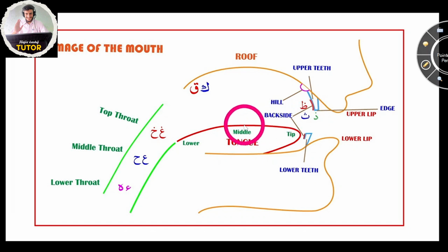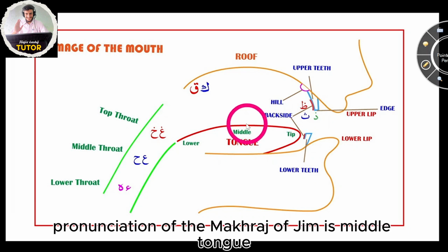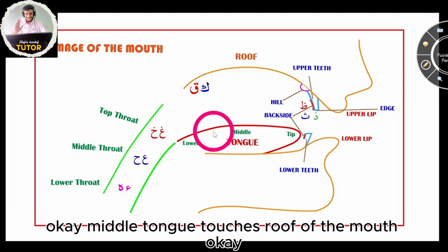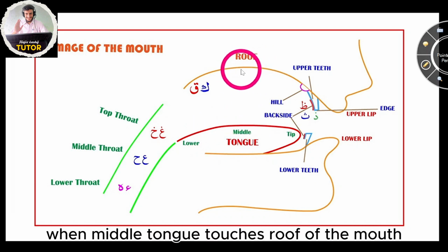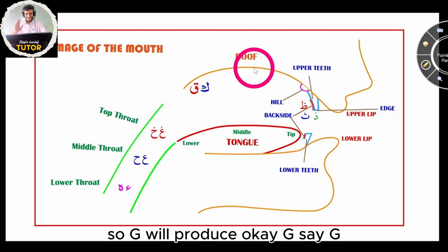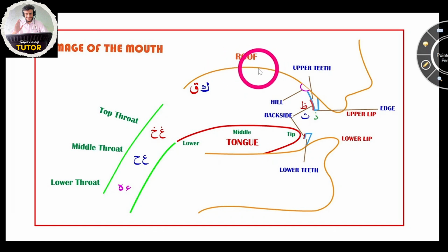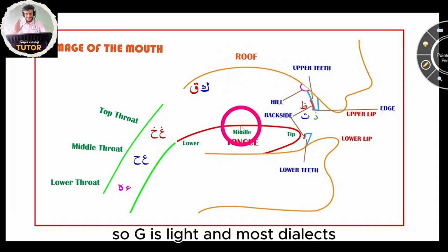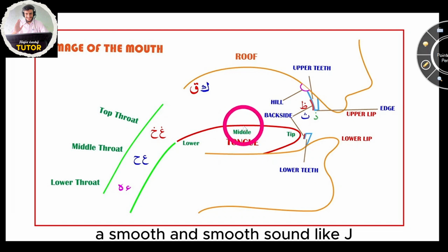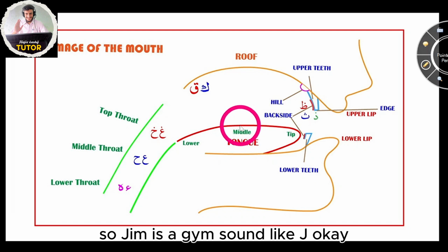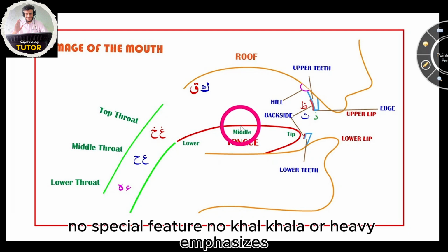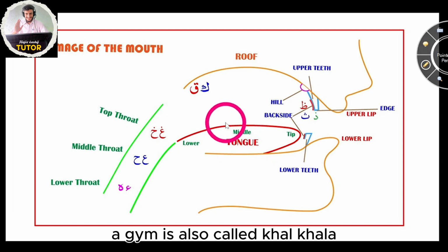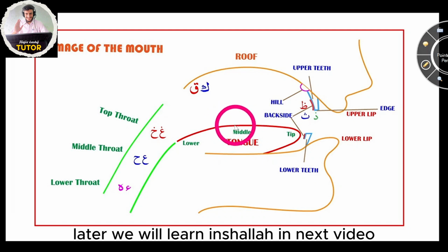Jim. The makhraj of Jim is the middle tongue. When the middle tongue touches the roof of the mouth, Jim is produced. Say Jim. Jim is light, and in most dialects a smooth sound like J. No special feature, no heavy emphasis. Jim is also called kalkala, which we will learn later inshallah in the next video.